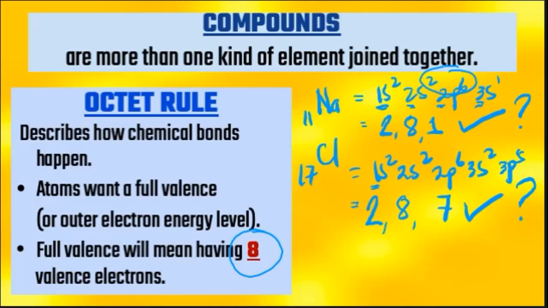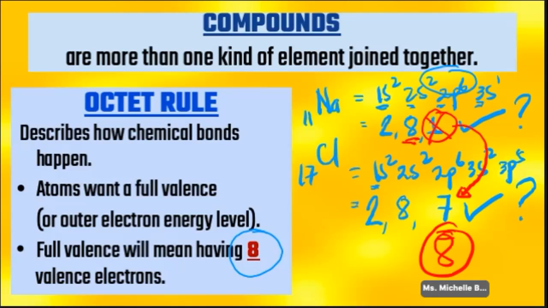So if you notice here, what will sodium do to achieve full valence? Sodium needs to give up an electron. If it gives up, what is left? 8. Therefore, it will achieve full valence, right? Here comes chlorine. Chlorine needs one more electron to become full valence. Thus, sodium will give it to chlorine, since sodium has an extra. Therefore, this will make chlorine full valence.